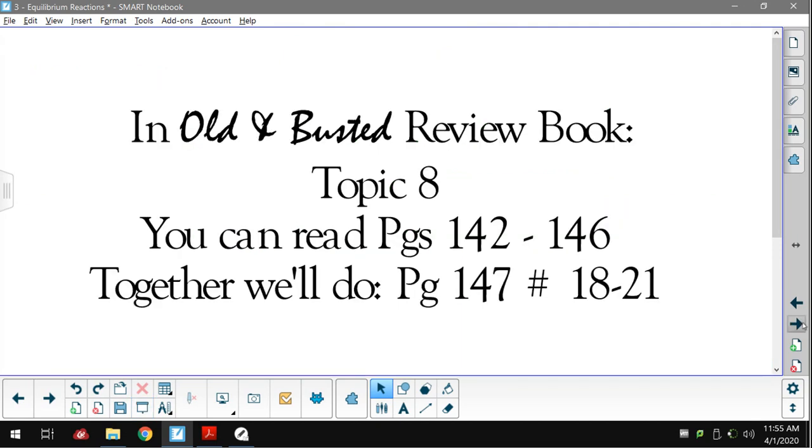Now, this is from the Old and Busted Review book. I want to talk about a couple of questions here. You can read these pages on page 142 and 146, they're in topic 8. You may want to read that for a little bit more in depth. There's also some questions in New Hotness. But right now I want to talk about these questions real quick.